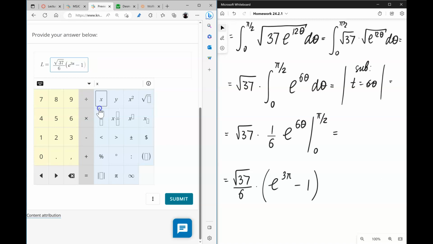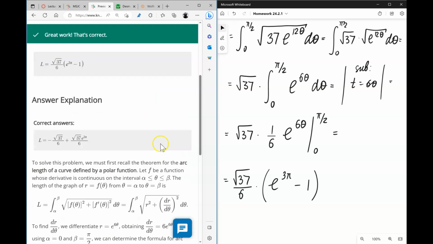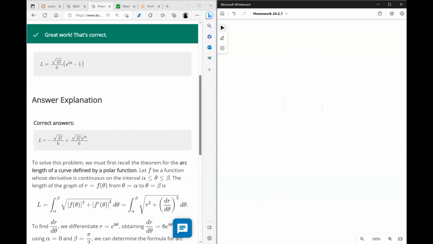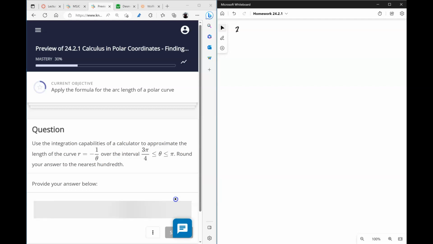Oh, I learned the shortcut. Okay, so that's the answer. This was problem number 2. Let's take a look at number 3.